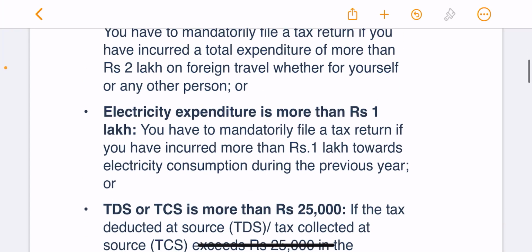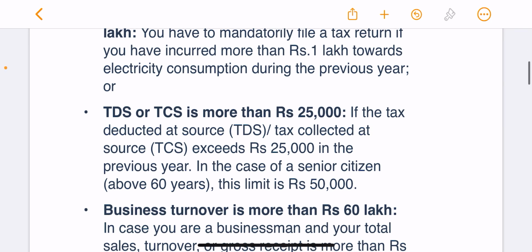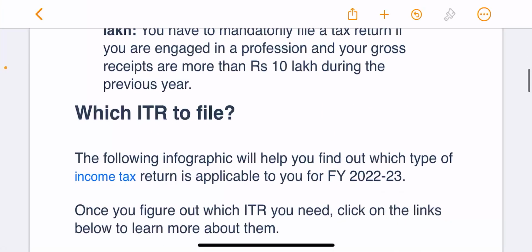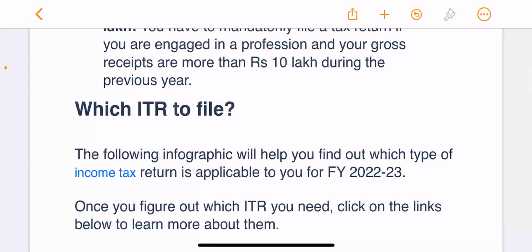And if your electricity expenditure is more than 1 lakh, and if your TDS and TCS amount is more than 25,000, for senior citizens it is 50,000, and if your business turnover is more than 60 lakh, and if you are a professional with income more than 10 lakh. Only in these cases is it mandatory to file ITR.